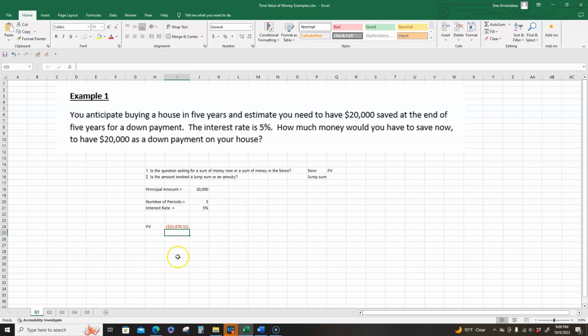And that tells you that your present value is 15,670 and 52 cents. You can ignore that it's a negative number, but what this means is that you need to have $15,670.52 invested now in order to have 20,000 at the end of 5 years. That's it for this example. Please let me know if you have any questions.